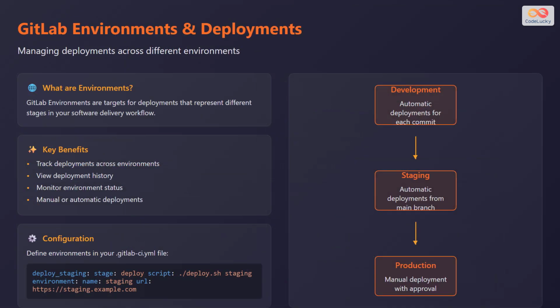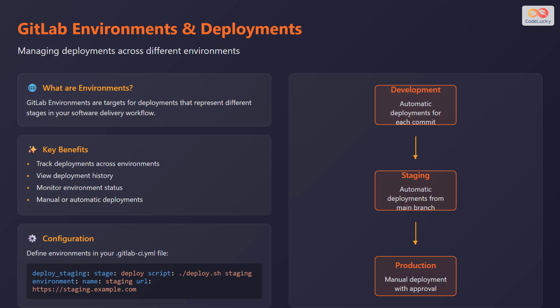GitLab environments are targets for deployments that represent different stages in your software delivery workflow. Key benefits include tracking deployments across environments, viewing deployment history, monitoring environment status, and manual or automatic deployments. To configure, define environments in your .gitlab-ci.yml file.